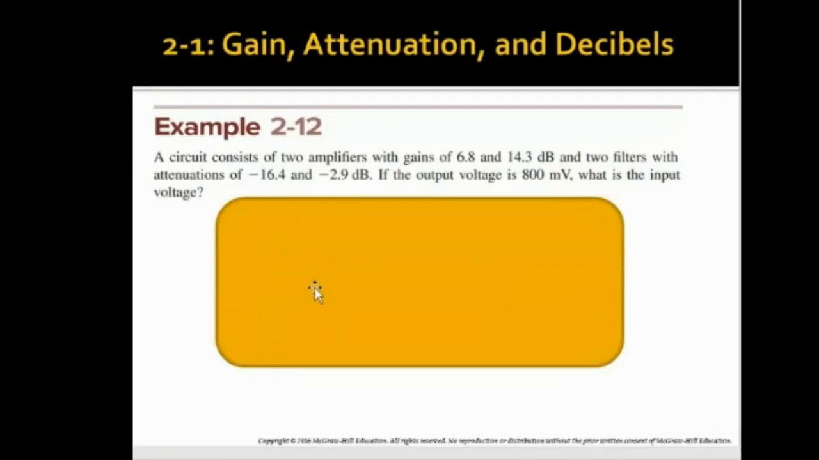I have one more example. A circuit consists of two amplifiers with gains of 6.8 and 14.3 decibels, and 2 filters with attenuations of minus 16.4 and minus 2.9 dB. If the output voltage is 800 millivolts, what is the input voltage?